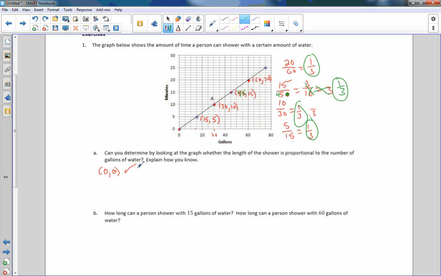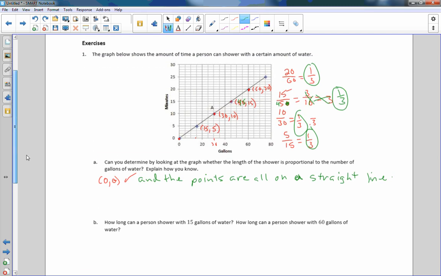And therefore, by looking at the graph, it is proportional because it goes through the origin and the points are all on a straight line. I checked it algebraically, and we do have a constant of proportionality or rate.